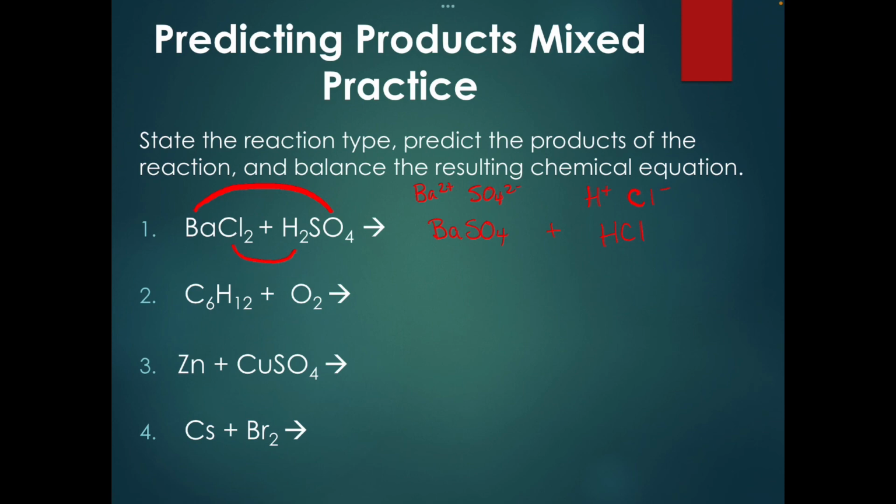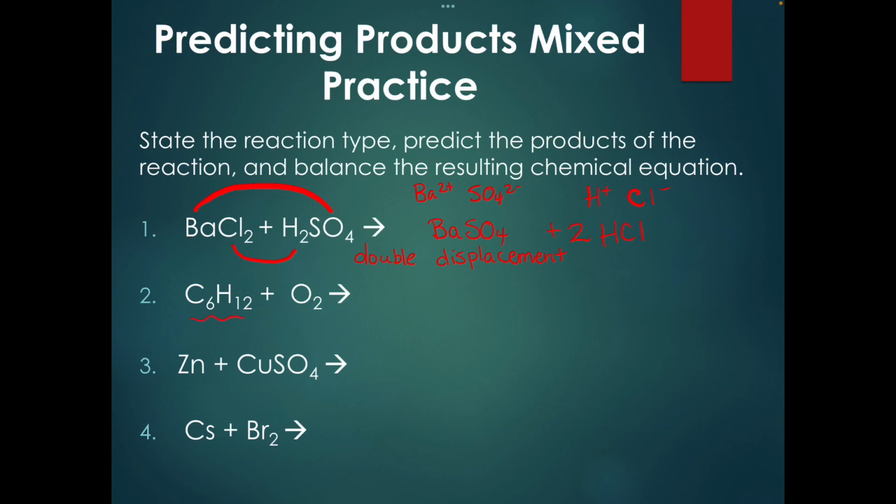Then we need to go through and balance this reaction. Do you see that there's two hydrogens and two chlorines on the left-hand side, but only one of each on the right? That means we're going to get a 2 here. And now it's balanced. And again, this was a double displacement reaction because there were two compounds reacting. All right, let's try the next one.